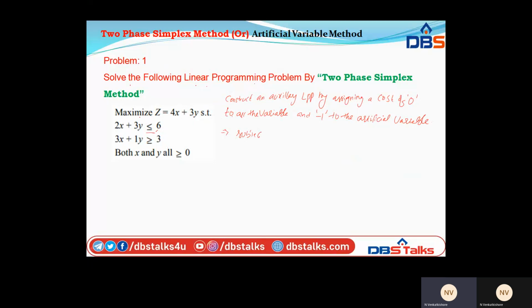Subjected to the given set of constraints. So that means what? This is the actual LPP, but we have to take some imaginary or auxiliary LPP by assigning the 0 to all the variables.